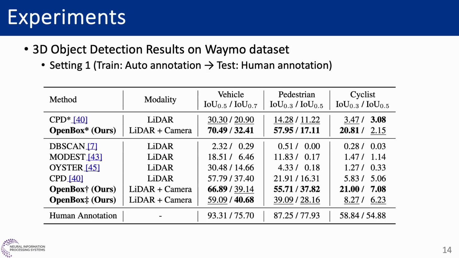We trained models on our auto-annotated dataset and evaluated 3D object detection performance on a human-annotated validation set to compare with other automatic annotation methods. As shown in the table, OpenBox outperforms the baselines, which we attribute to adaptively constructing bounding boxes according to each object's physical properties by leveraging instance information.